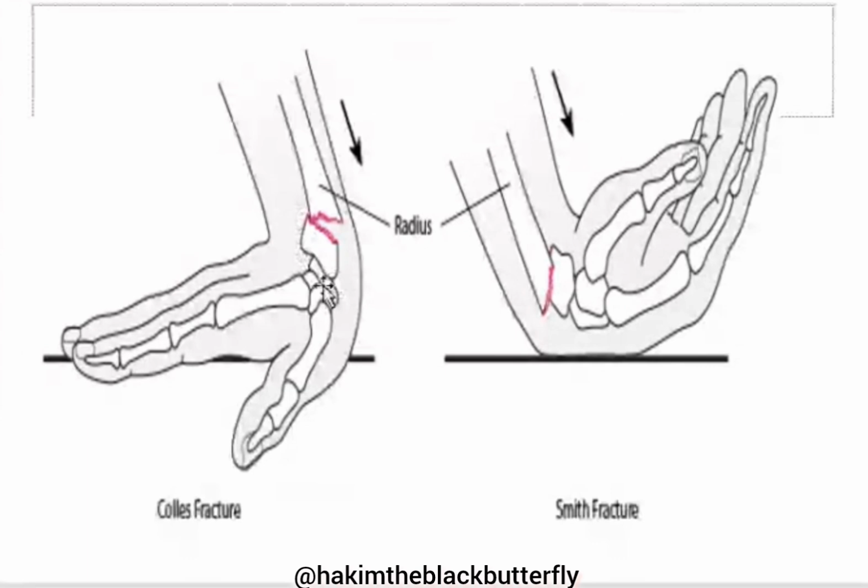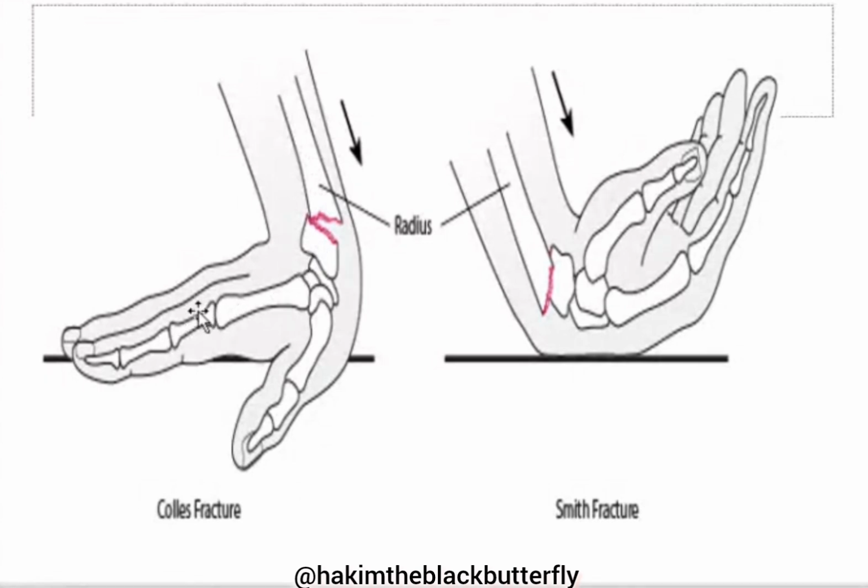So when you fall on an outstretched arm, when you're falling down and you outstretch your arm such that your palm touches the floor, the force transmitted through the radius is going to fracture the distal aspect of the radius. And when a fracture occurs, this is what we call a proximal segment, and this is what we call a distal segment. So this fracture has a proximal segment and a distal segment.